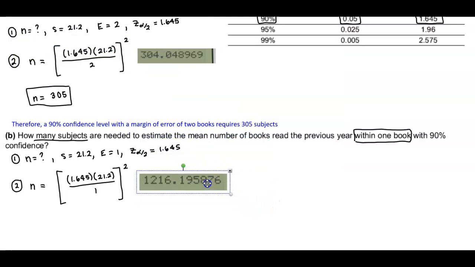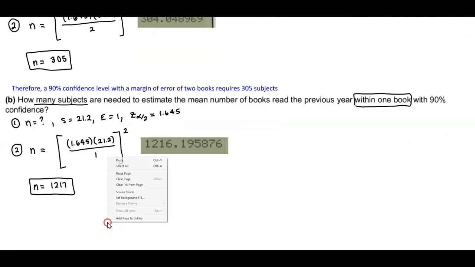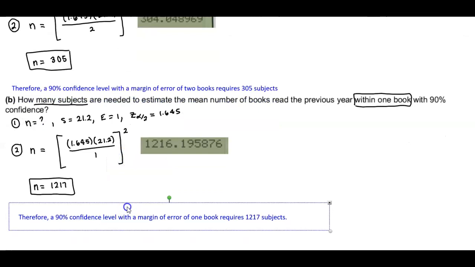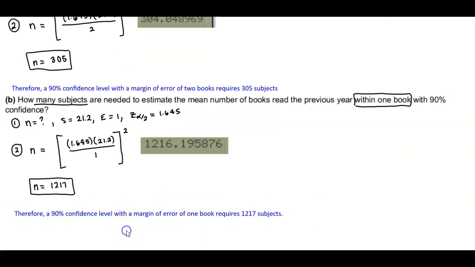Okay, so remember that whenever we're dealing with the sample size, we're going to have to round up. So rounding up tells us that the sample size now is going to be 1,217. And so therefore, we can say that a 90% confidence level with a margin of error of 1 book requires 1,217 subjects.